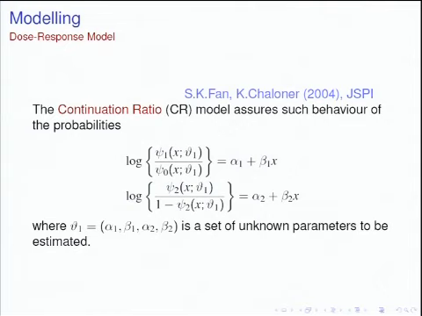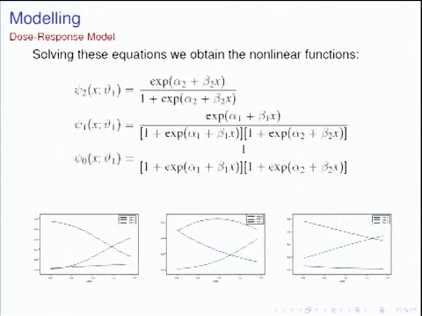So these are the relations of the probabilities and the dose. We have four parameters, alpha 1, alpha 2, beta 1, and beta 2. This is my theta 1, and this is how the dose is related to the probability. When you solve these equations, you get these probabilities, and these are three nonlinear models in parameters. Depending on the values of the parameters, you may get various shapes of these functions. And here are some examples.